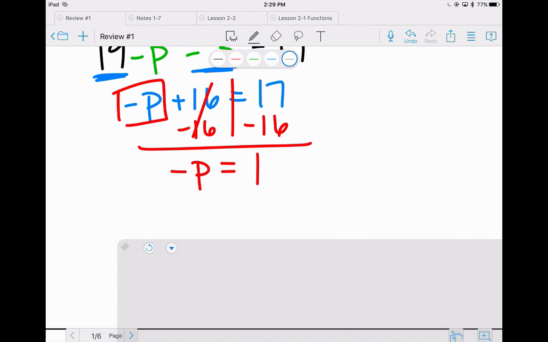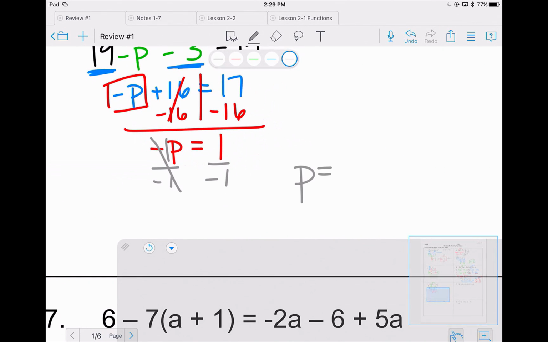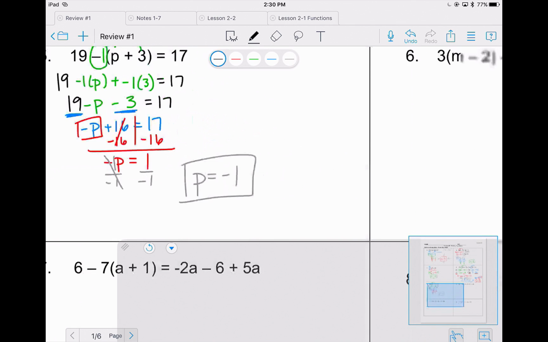Now we have negative p by itself, but we need p, not negative p. Remember, again, this is like an invisible negative 1 being multiplied, so we need to divide. Make sure you do not add 1 to both sides. So 1 divided by negative 1 is just negative 1. Again, if you got 2, it's because you said, oh, negative 1p plus 1, which is not the operation that's happening. So make sure that you are watching your step on that.